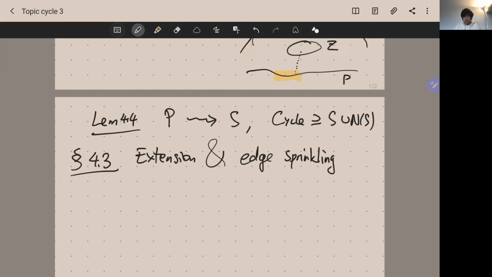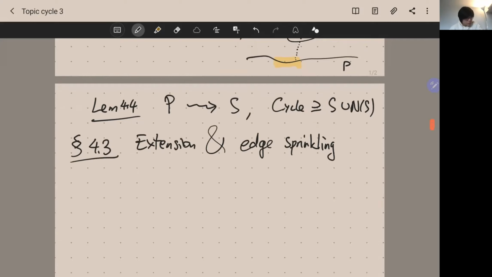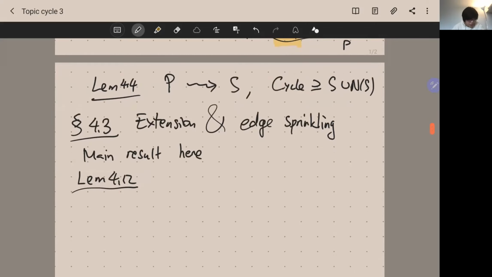Okay, I will explain each one of these terms. Combined with Pósa's rotation, they give very nice results. So the main result in this subsection here is this lemma that we will see a proof of, Lemma 4.12. Let me just state the lemma directly.